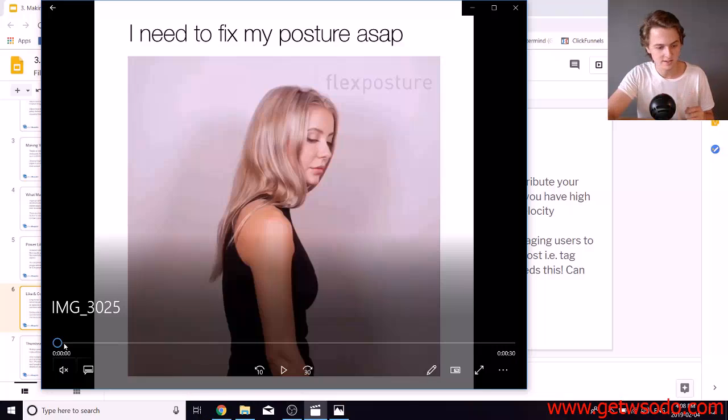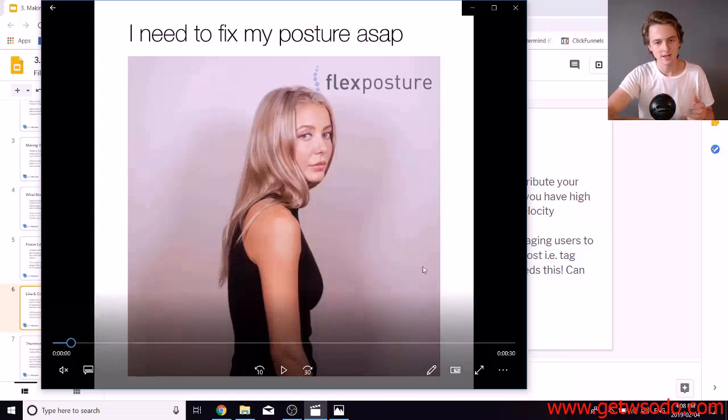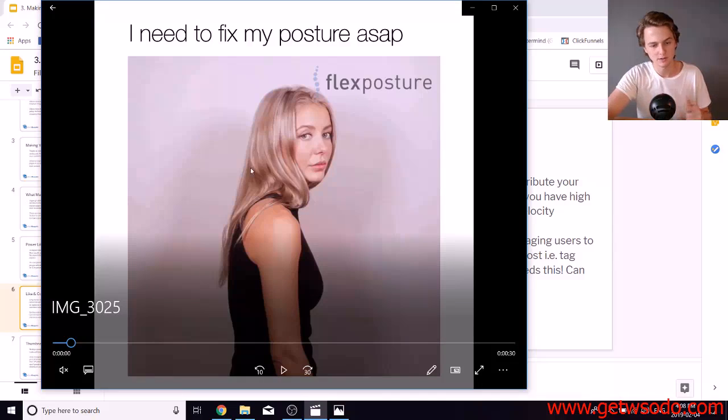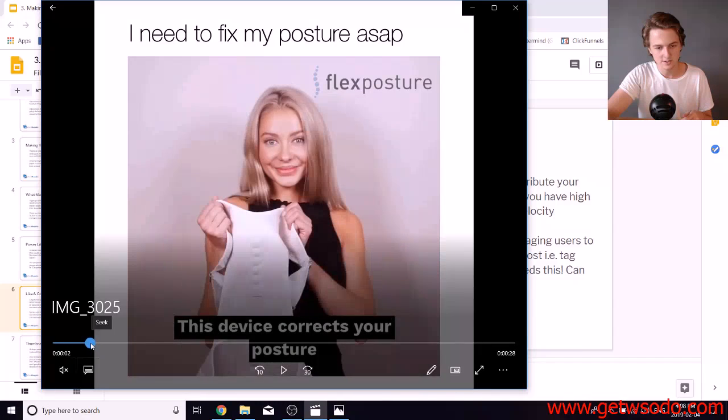Now, the thumbnails that worked best, this one worked really well right here, where she's just looking into the camera, looking really sad, slouching a bit, and it says, "I need to fix my posture." This would get people clicking. And then another one that would get people clicking is right at the start, right here, where it says, "This device corrects your posture," and then she has a really big smile, big lips. She's a good looking girl, and so people would click on that, and it worked really well.